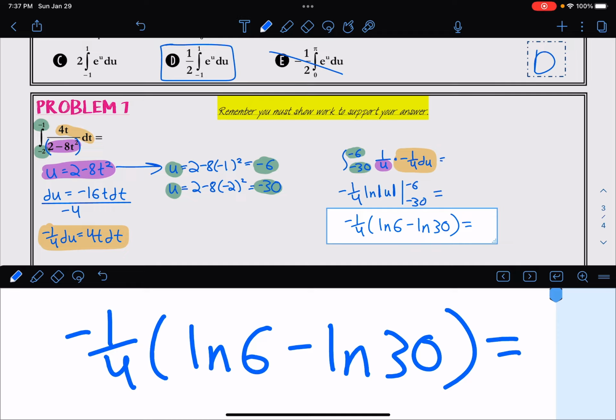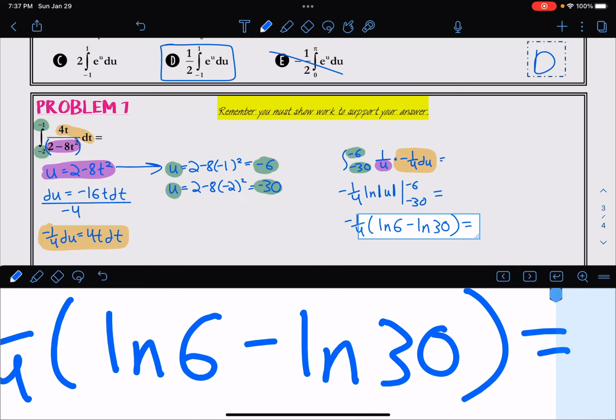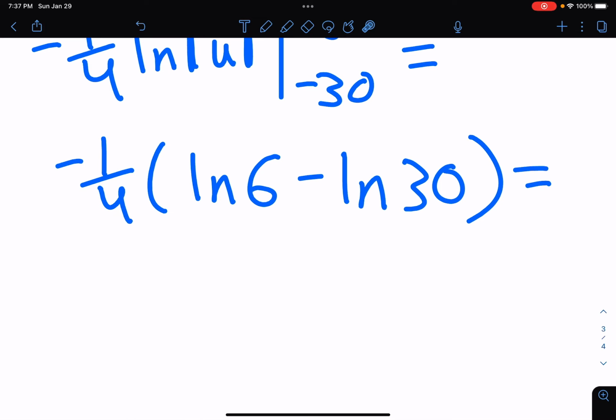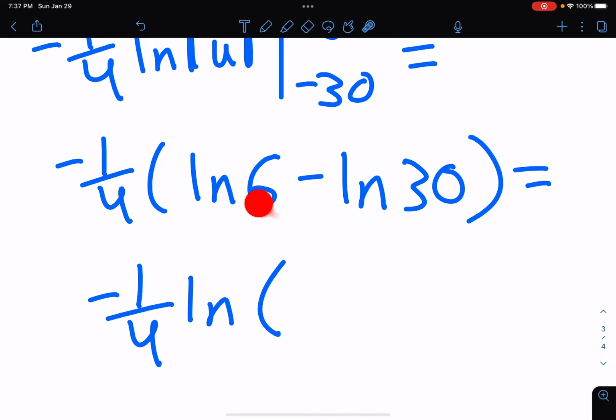And now, hopefully we remember the quotient property for logs, right? Natural log of 6 minus natural log of 30. I can rewrite that. So this is -1/4 times the natural log of 6 divided by 30, right? That's how I can combine these when I'm subtracting two logs with the same base. This can become natural log of 6/30, which is 1/5.